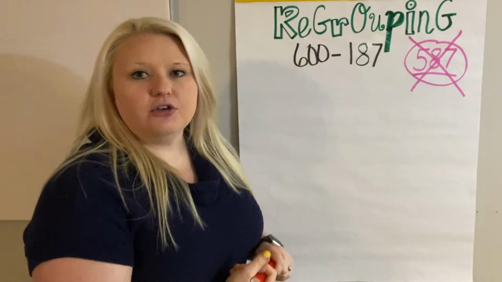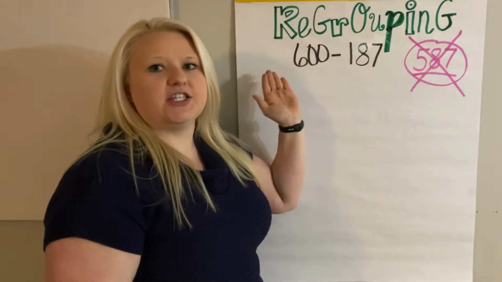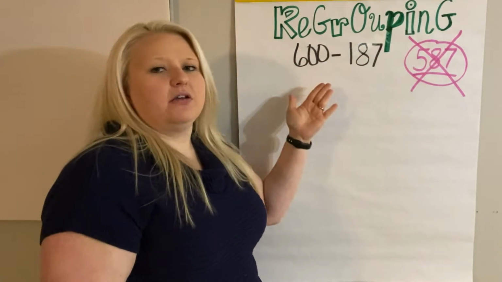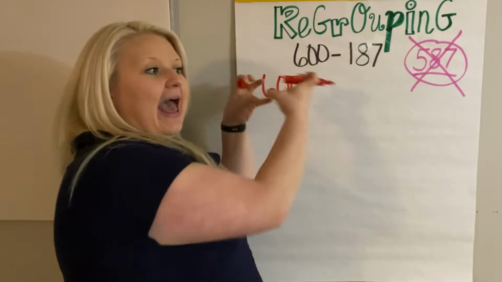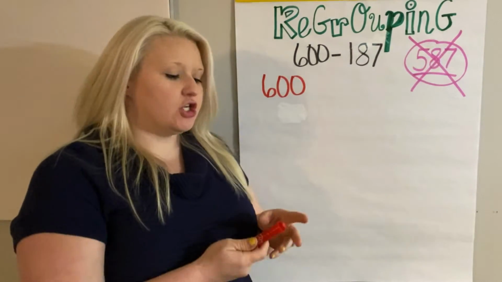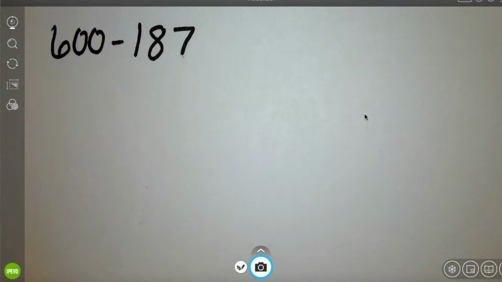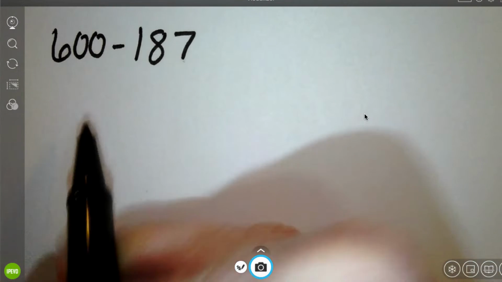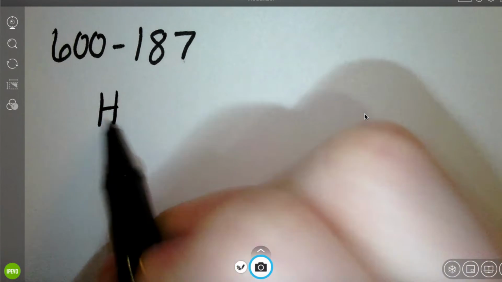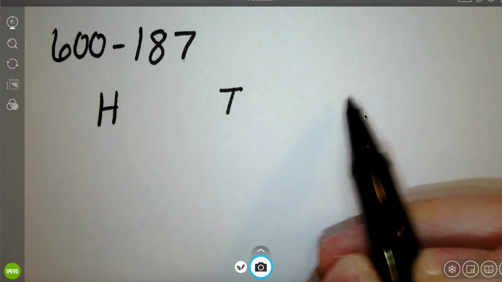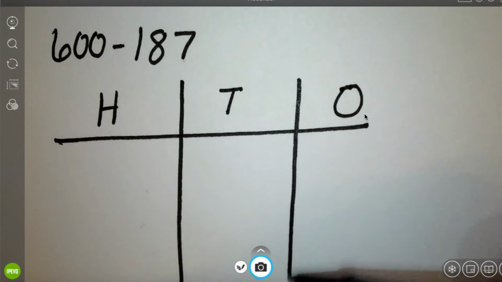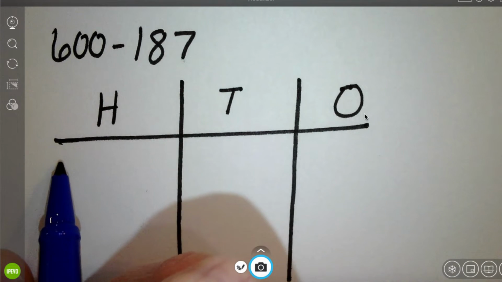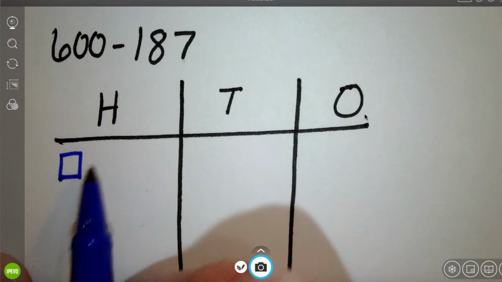So first, I want you to realize that when you're doing this subtraction problem, what you have is 600, and you're taking 187 out of there. All right, so I'm going to show you ways to successfully do this. The first way is the old-fashioned way with base 10 blocks. So first I'm going to set up my hundreds, tens, and ones columns, or my HTO chart.